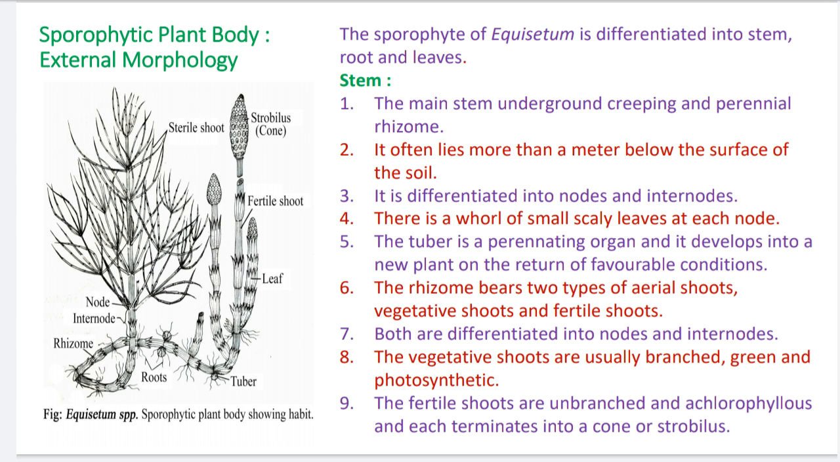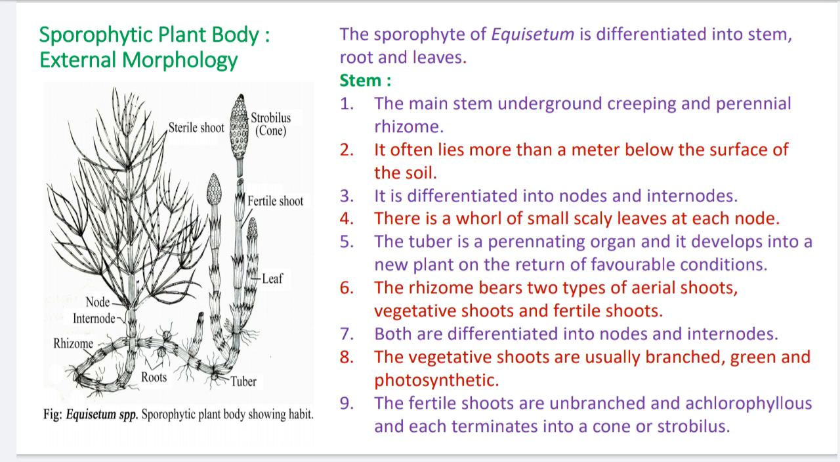Then the stem. The main stem is an underground, creeping and perennial rhizome. Main stem is underground, creeping, and perennial means it can grow for more than 2 to 3 years. Number 2, it often lies more than a meter below the surface of soil. This underground rhizome, or underground stem, called a rhizome, can grow up to 1 meter in length.